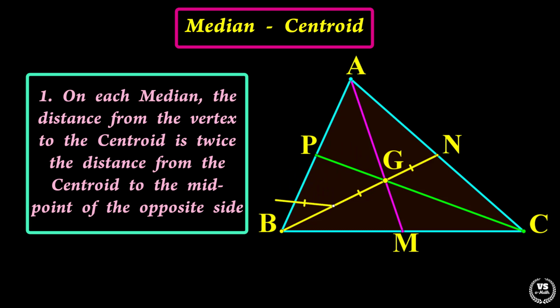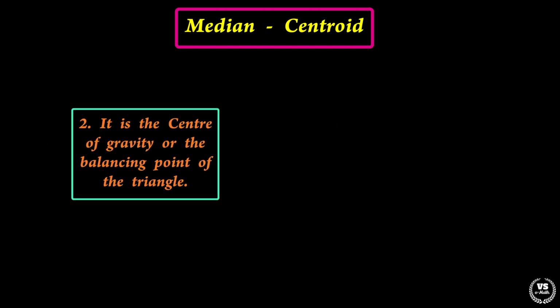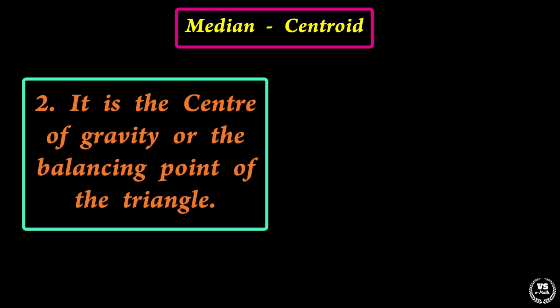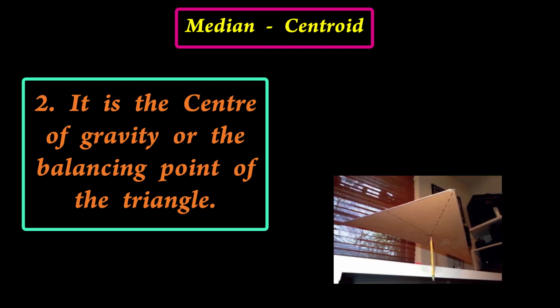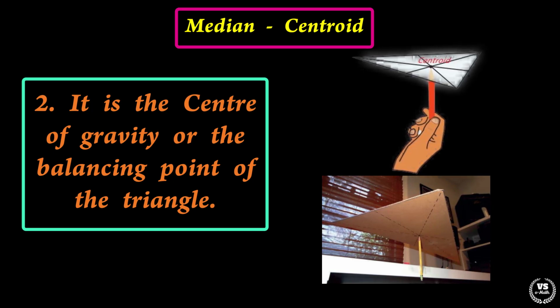If you watch the last part of the video closely, you could observe that on each median, the distance from the vertex to the centroid is twice the distance from the centroid to the midpoint of the opposite side. The second important feature of a centroid is that it serves as the center of gravity or the center of mass of the triangle. In other words, it is the centermost point or the balancing point of the triangle.